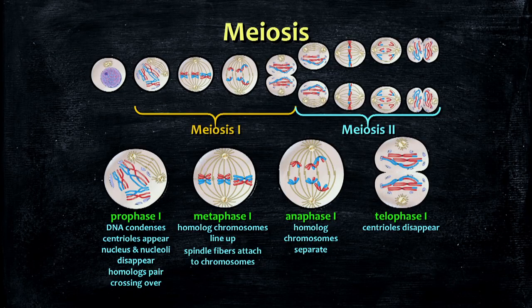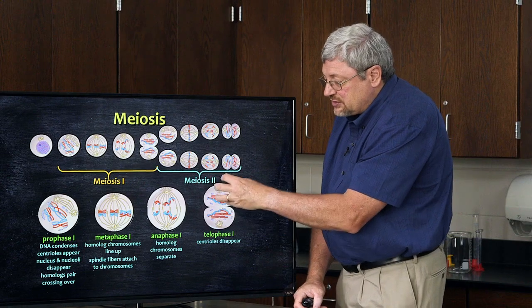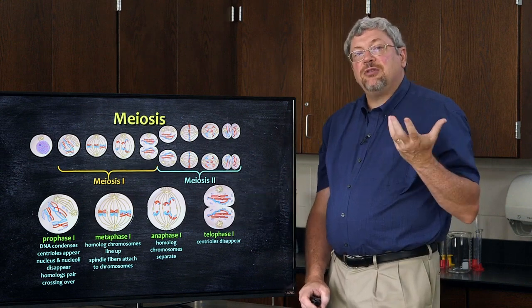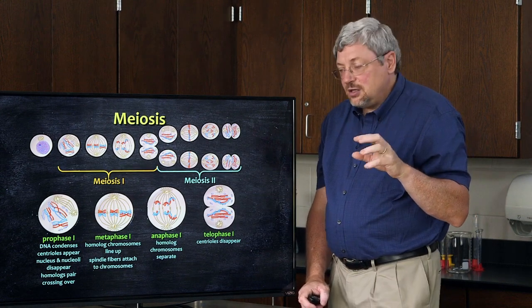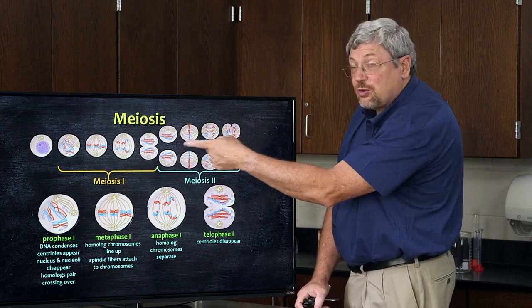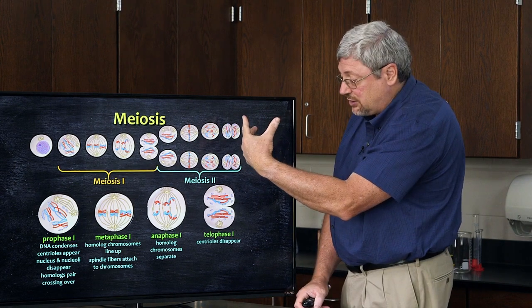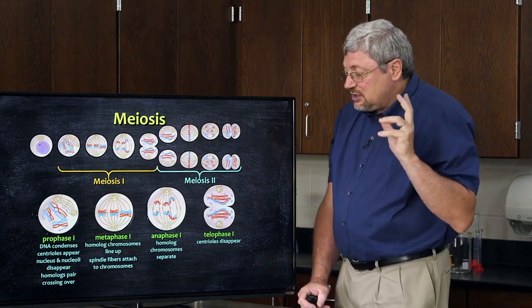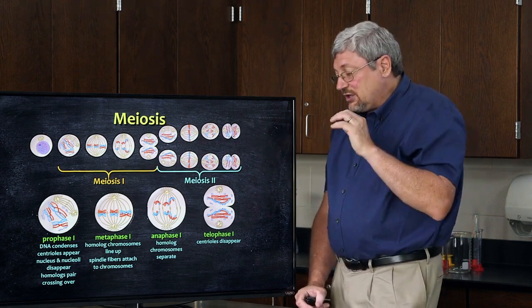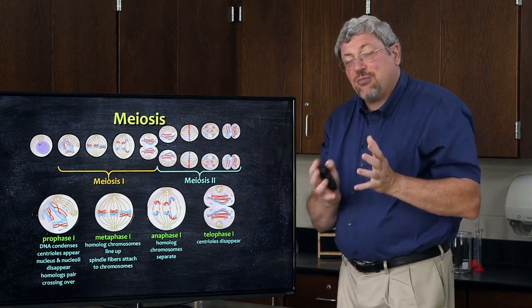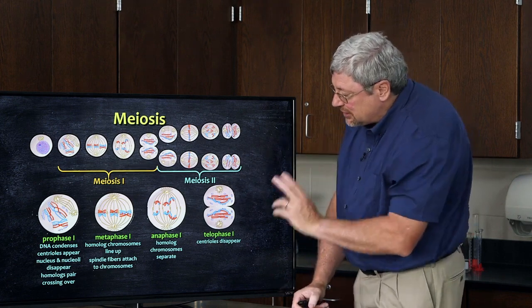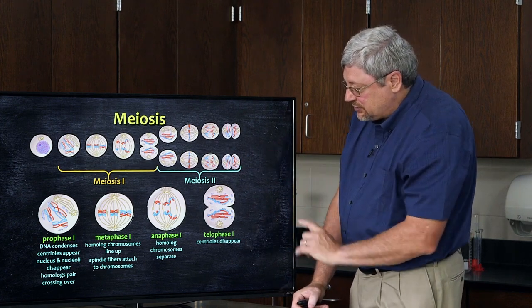In telophase 1, we have come to the point where we can get rid of our centrioles. Usually in mitosis, at this point, we would create nuclear membranes around each of these. But we're not going to do that here because we've still got to do some more work. We've still got to move things around. So we're going to keep the DNA condensed. We're not going to allow nuclear membranes to form at this point. We're going to continue on to meiosis 2.